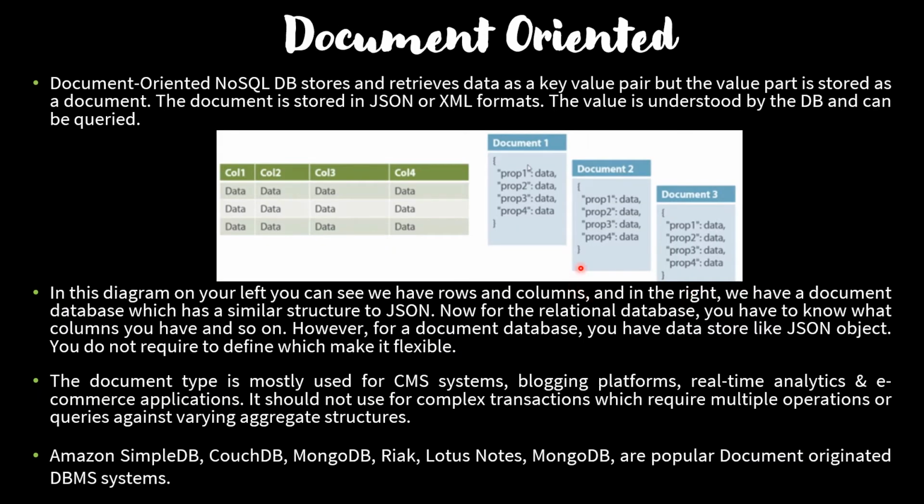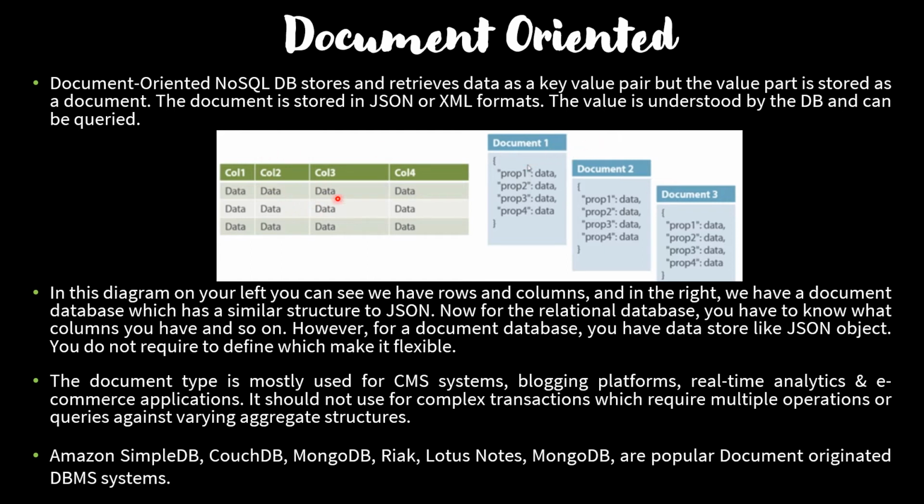Alright, the next one is the document-oriented database. This NoSQL database stores and retrieves data as a key value pair, but the value part is stored as a document. So it's the same as the first one, the key value, but the difference is that here the value part is stored as a document. That's why it's called document-oriented. The document is stored in JSON or XML formats. The value is understood by the database and can be queried.